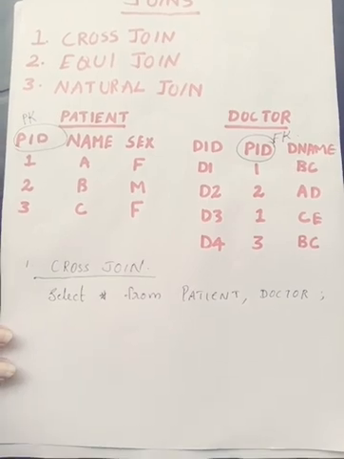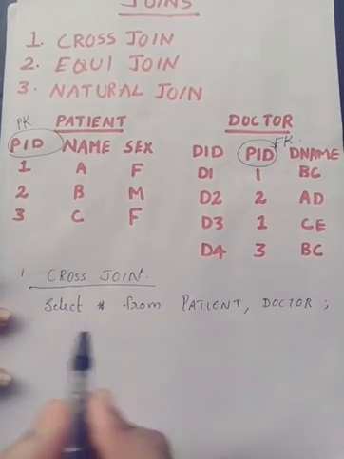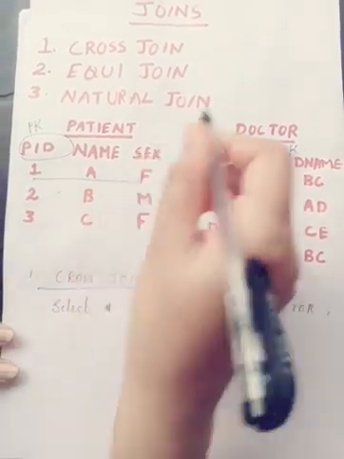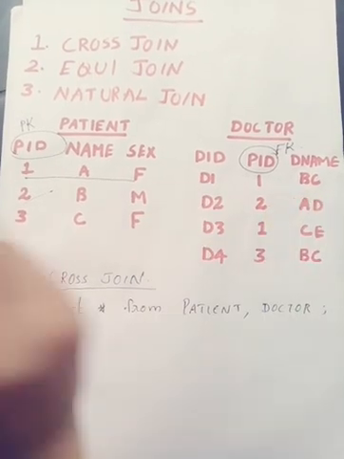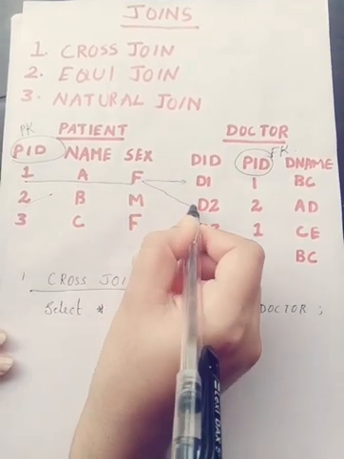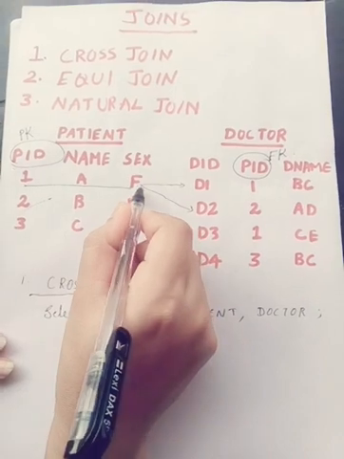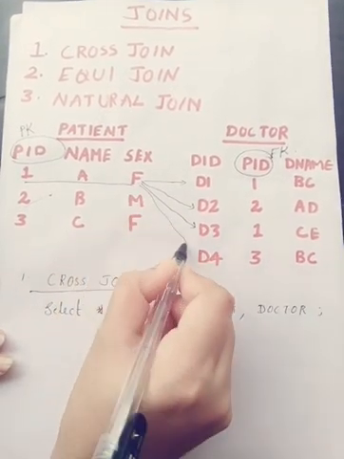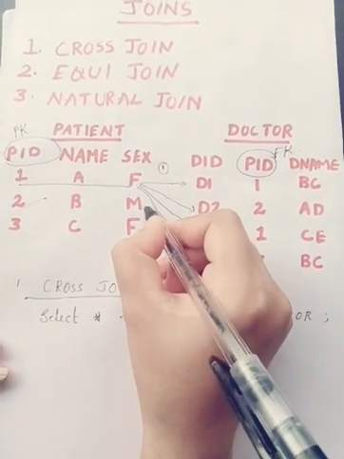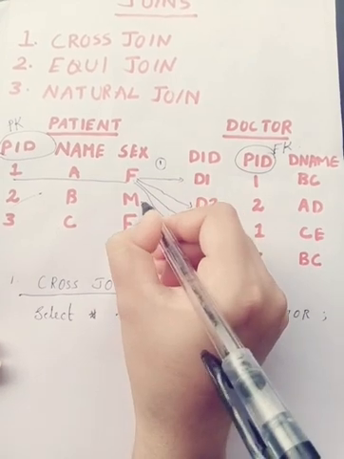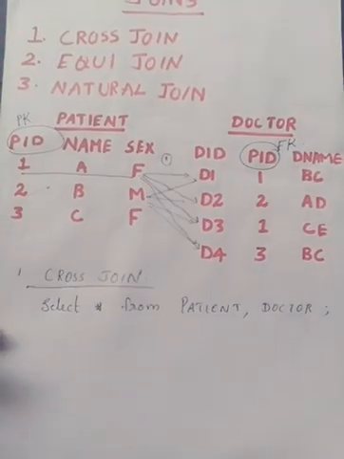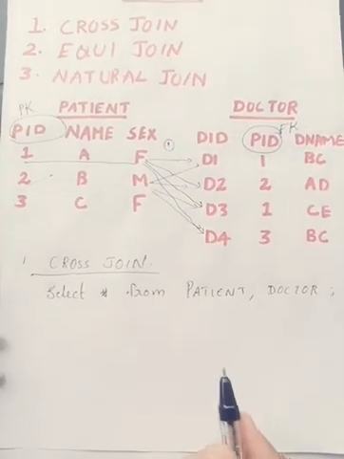Then what will be the output of this cross join? Here we have to combine the first row from the first table with the first row from the second table, again the first row from the first table with the second row from the second table, again the first row and the third row, the first row and the fourth row. This is one result. Then again we have to combine the second row from the first table with the first row in the second table. Likewise we have to combine. This is cross join. So what will be our result?